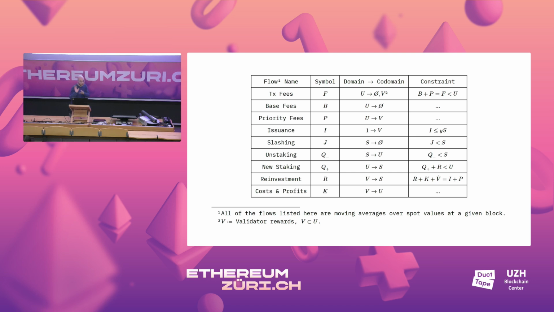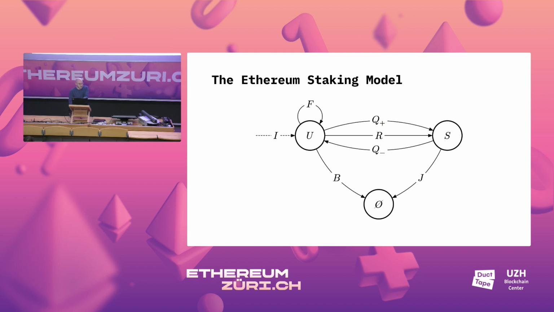This is a table of all the flows. By the way, all these flows are moving averages over spot values at a given block, maybe quarterly. Pick a time frame that makes sense; in our research, we use the quarterly moving average. And these flows are obviously subject to some constraints in order to make sense. This is not the complete picture, because there are no constraints shown.